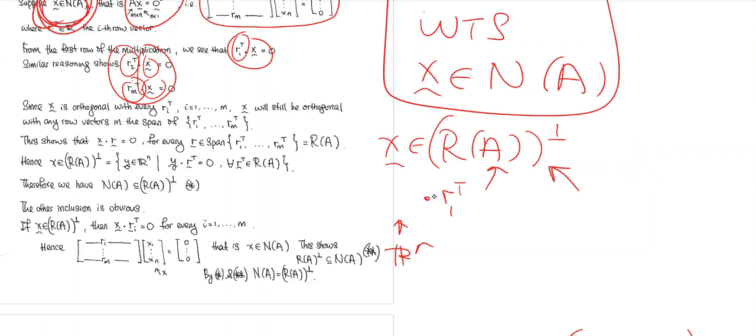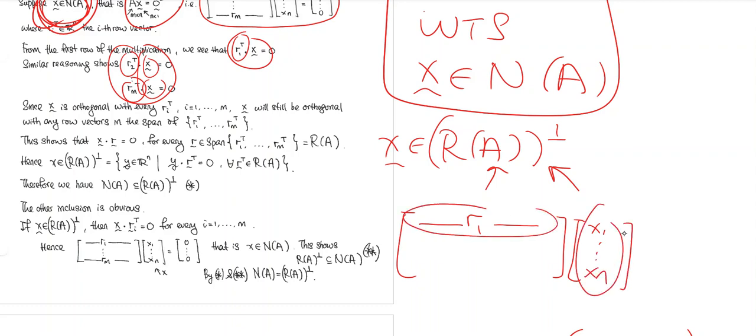So what it means is that if you take the first row of this matrix A and multiply it with x1 all the way to xn, this here will give you 0. How do we know that? Because X is in the row space of A perp, which means X is orthogonal to everything that is in the row space of A. In particular, X is orthogonal to the first row of A, which will give you this.